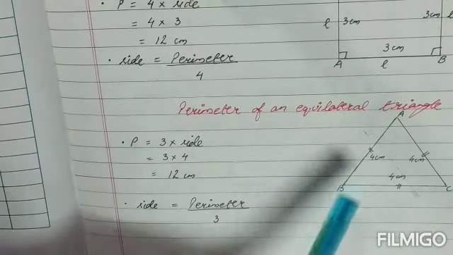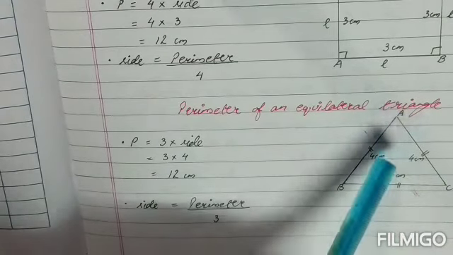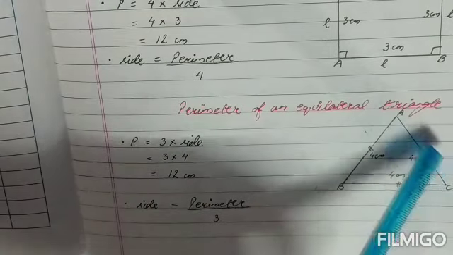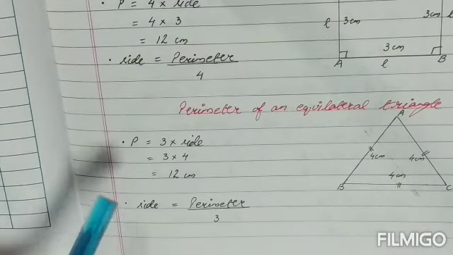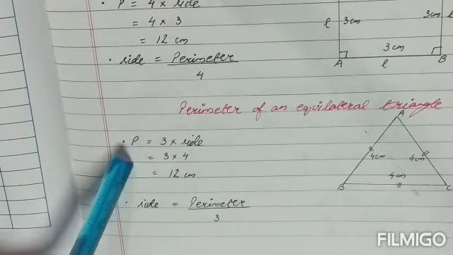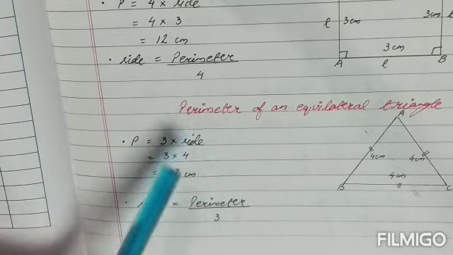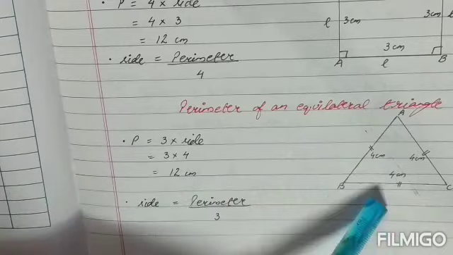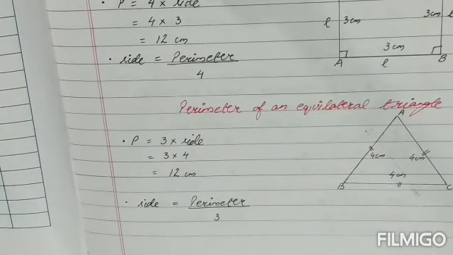Now see this, I have made an equilateral triangle. The side of my equilateral triangle was 4 centimeters. So all the 3 sides are 4 centimeters each. Now making use of the formula of perimeter, perimeter is equals to 3 into side. So 3 into 4 will give me 12 centimeter. Even if I add all these 3, my answer will come 12.